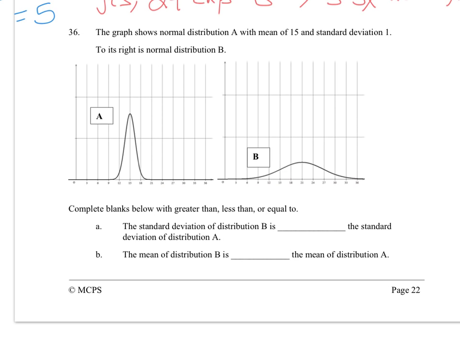Okay, so looking at the graphs A and B, B has a greater standard deviation because it's more spread out. So the standard deviation of B is greater than the standard deviation of A. The means, okay, so the mean of B is at 21, the mean of A is at 15, so the mean of B is also greater than the mean of A.